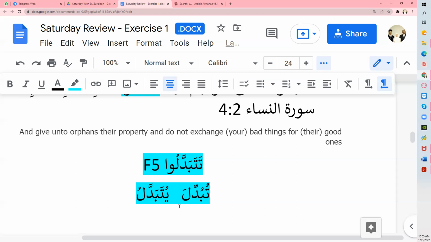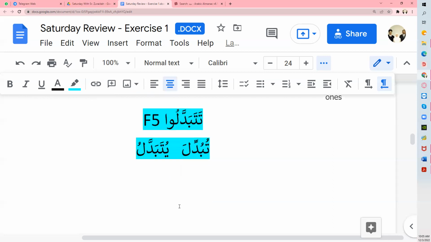So the madi is one damma, one kasra, and the fa'il is one u, multiple a's. The mudhari', yes, u and multiple a's. So that's how it goes.